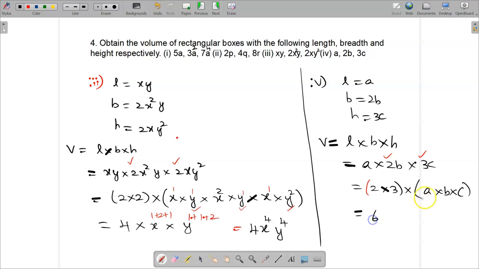So 2 3s are 6. Just write A, B, C as A, B, C. That's it. Why? Because each and every term is occurring only one time, which is nothing but 6 A, B, C.